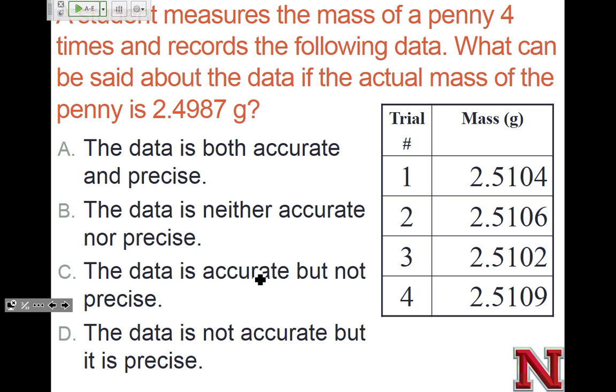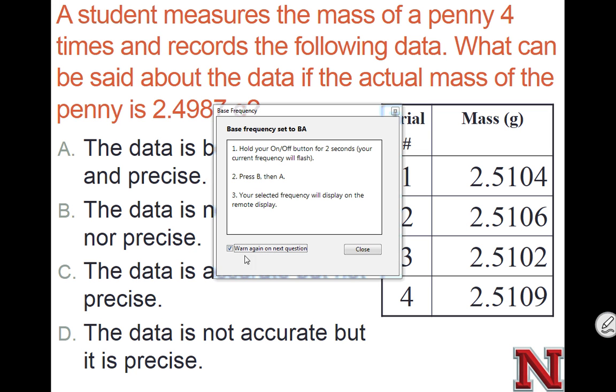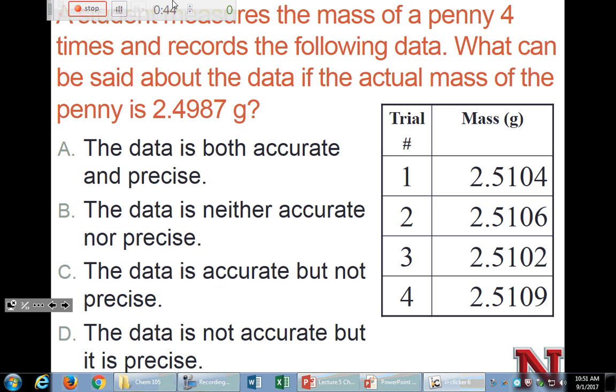So we're going to start with this question, which was one on your quiz.